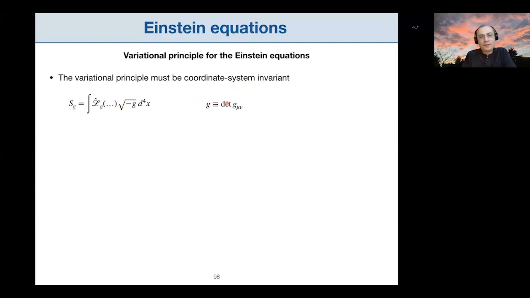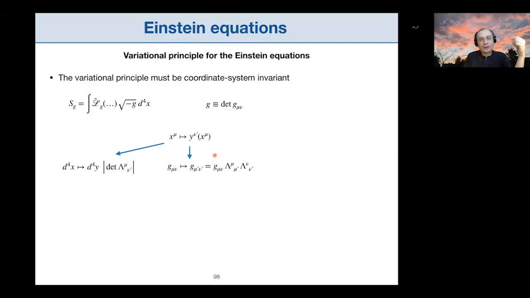We will use the letter G for the determinant of the metric G mu nu with lower indices. And we take our action to be an integral of our Lagrangian times the square root of minus G times d^4x as our measure for the integration. Why do we do it? Well, think what happens when we change the coordinate system from x mu to some kind of y mu. In that case, in the integration, we have to include the determinant of the Jacobian, or more precisely, its absolute value when changing the coordinates.